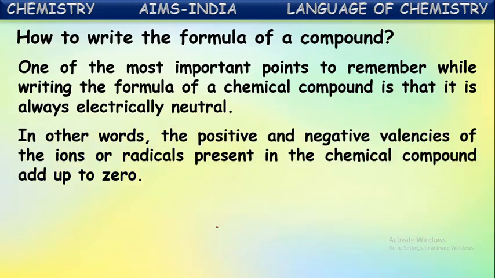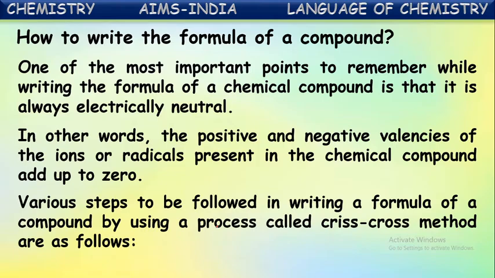In other words, the positive and negative valences of the ions or radicals present in the chemical compound add up to 0. The total number of positive charges and the total number of negative charges present in one molecule of a compound will always be equal, so that the total charge on the molecule is 0. It will be electrically neutral because positive and negative charges are exactly equal in a molecule. So the positive valency will be nullified by the negative valency in a molecule.